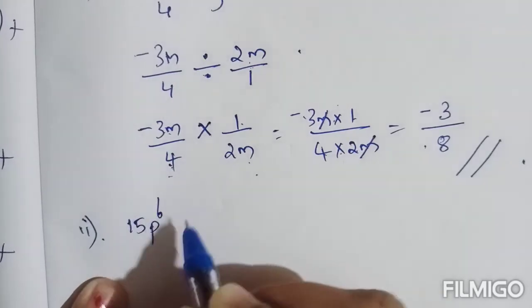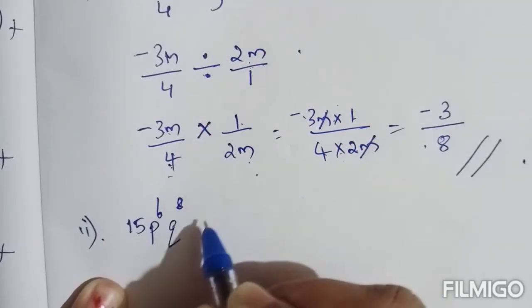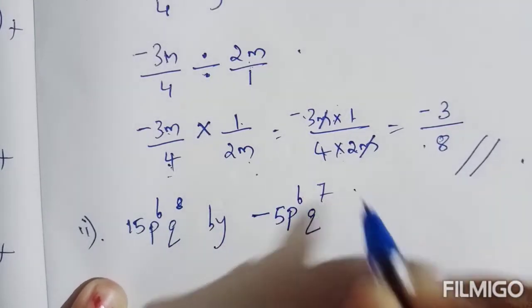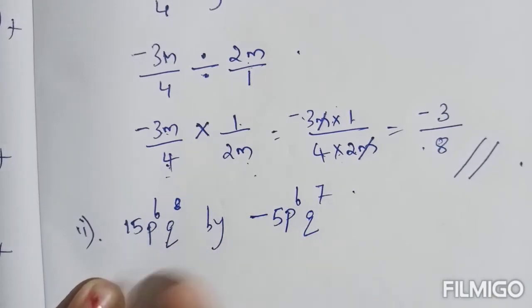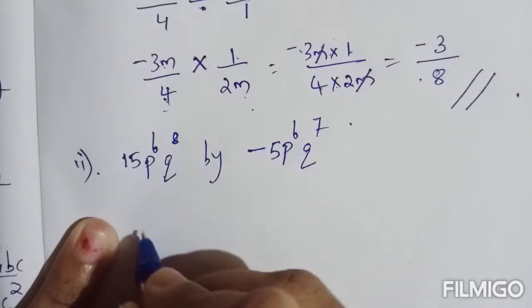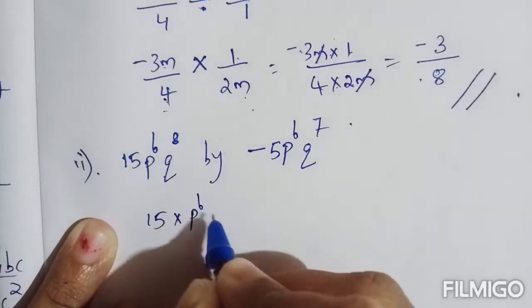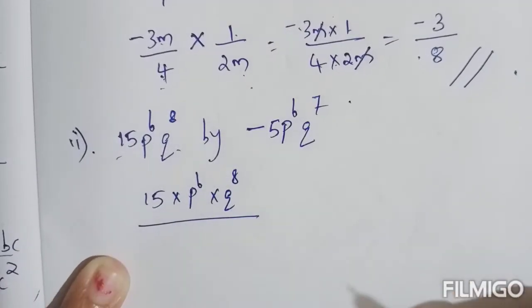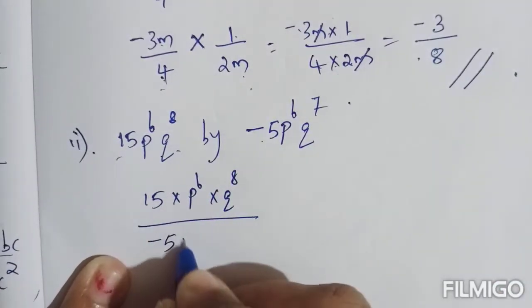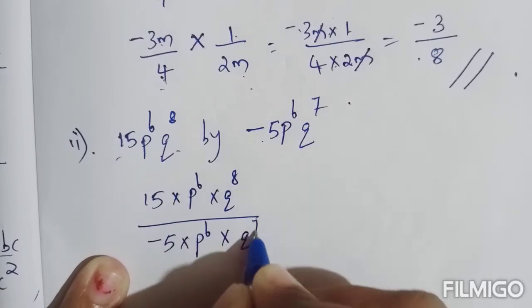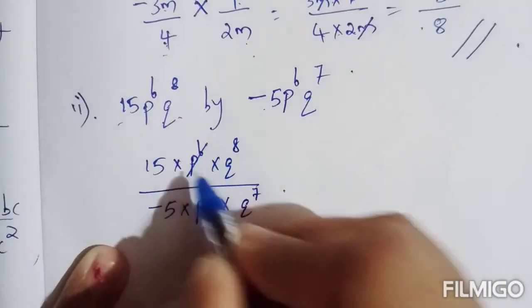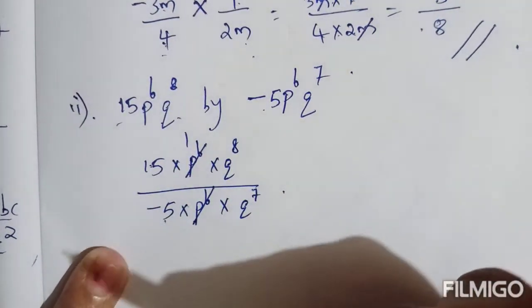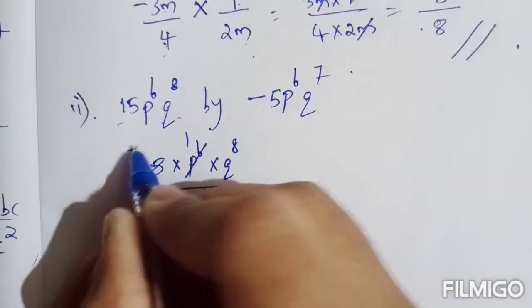15 p raised to 6 q raised to 8 by minus 5 p raised to 6 q raised to 7. So you have to divide this monomial by this monomial. So 15 into p raised to 6 into q raised to 8, in this way you can write this, divided by, you have to divide this by minus 5 into p raised to 6 into q raised to 7. So p raised to 6, p raised to 6 you can cancel, it will be 1.